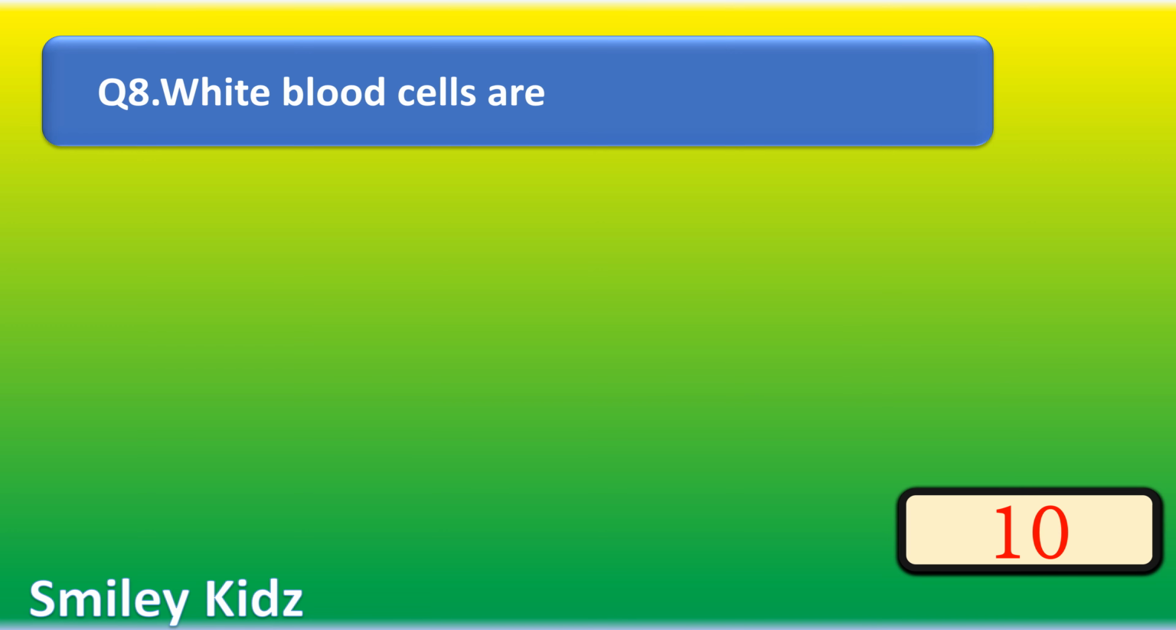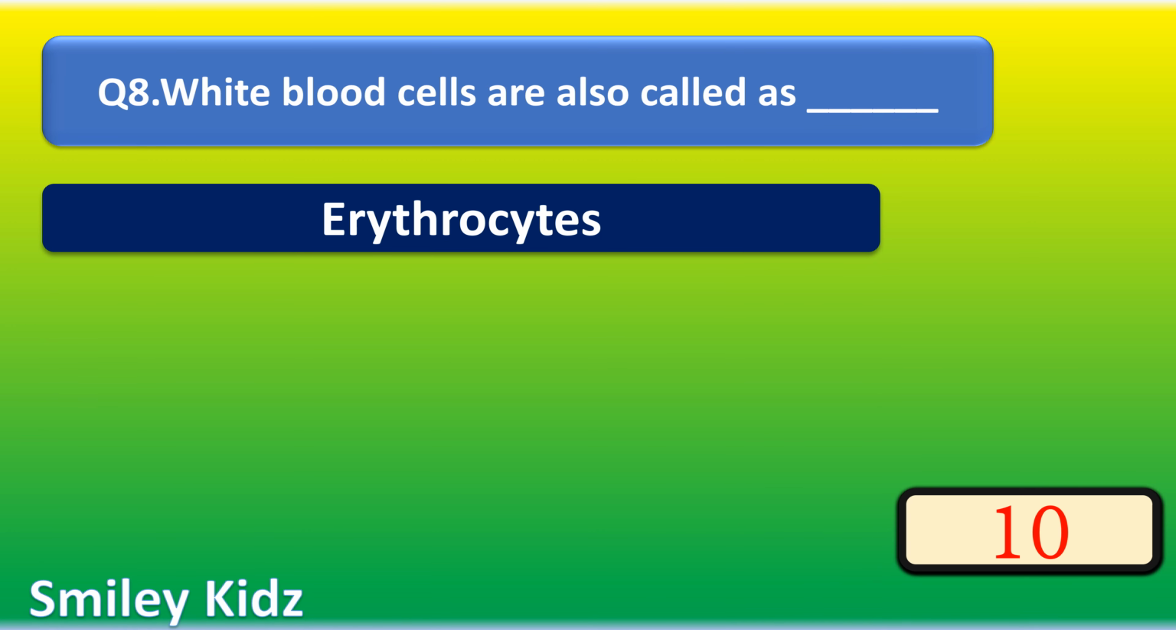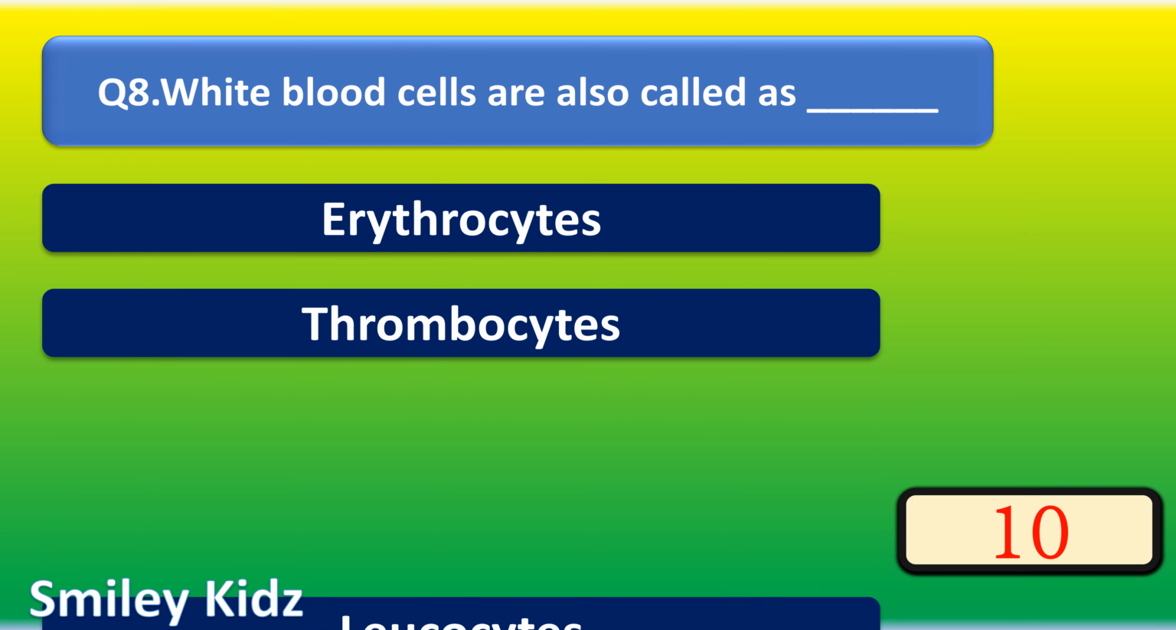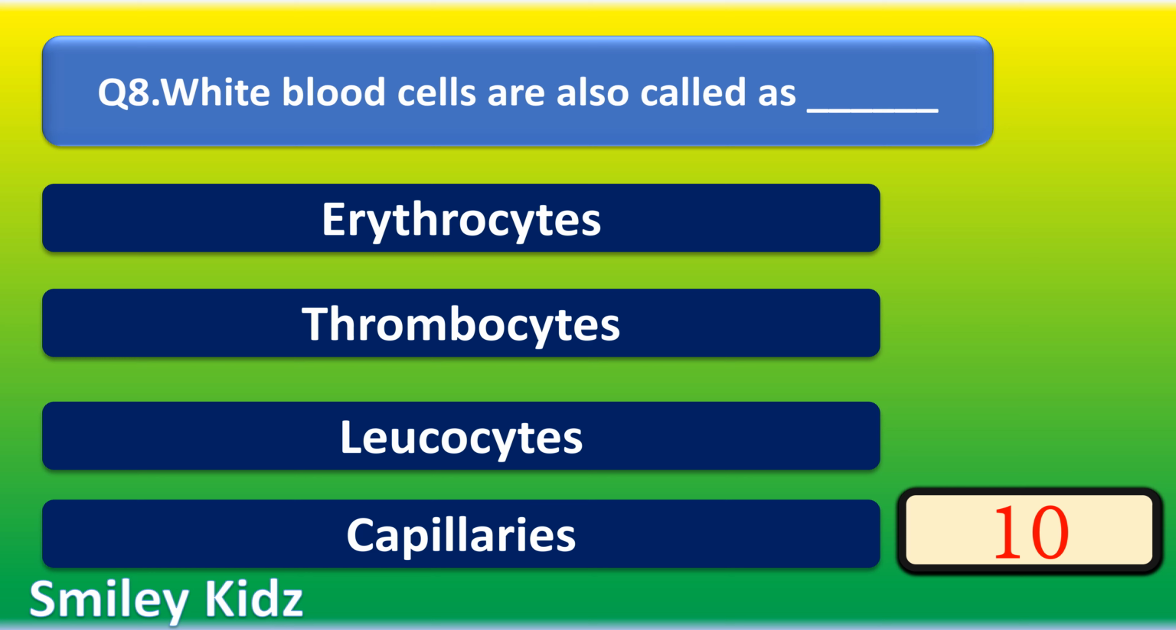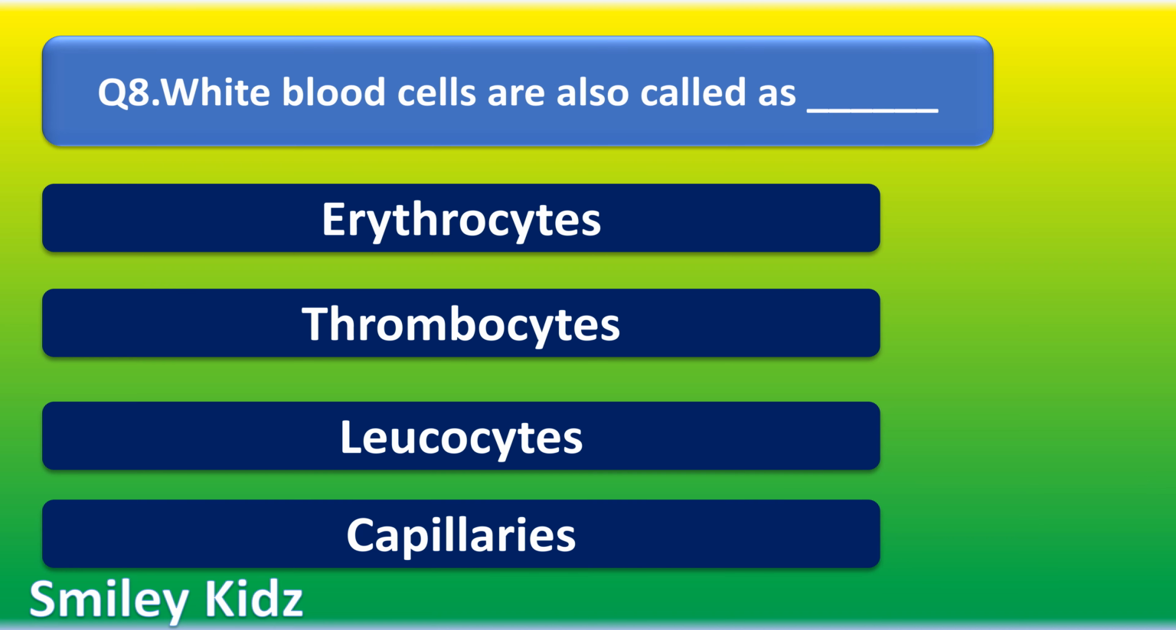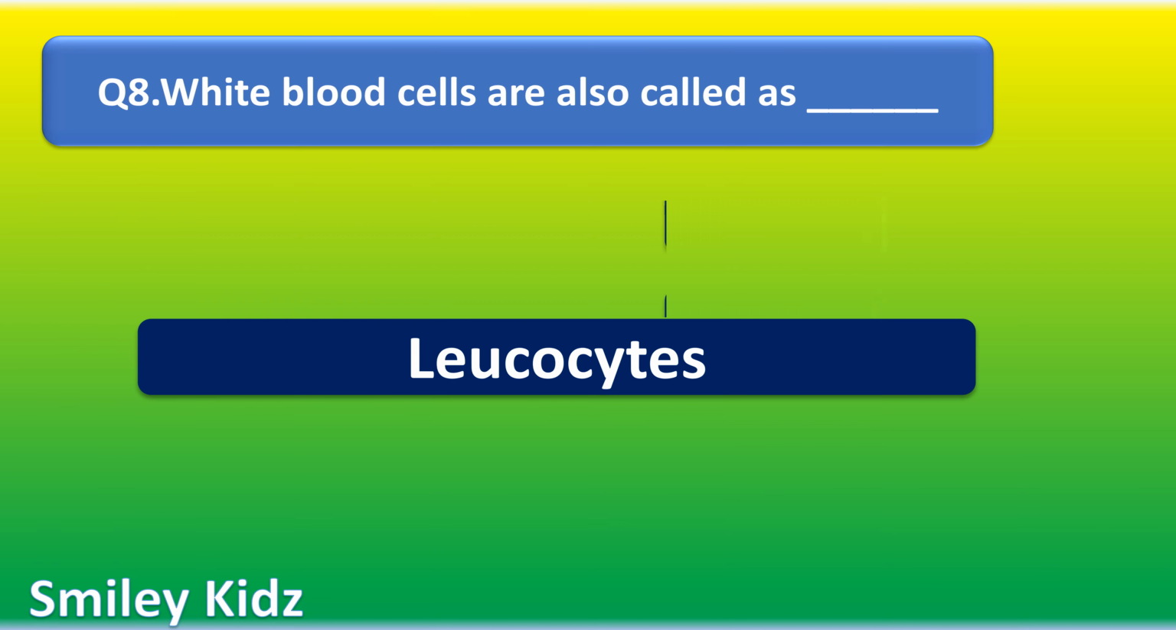Moving to question number 8. White blood cells are also called as dash. Option A erythrocytes, option B thrombocytes, option C leukocytes and option D capillaries. Your time starts now. Your time is up. And the right answer is leukocytes. White blood cells are also called as leukocytes.